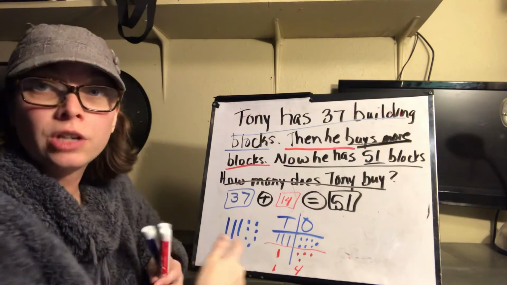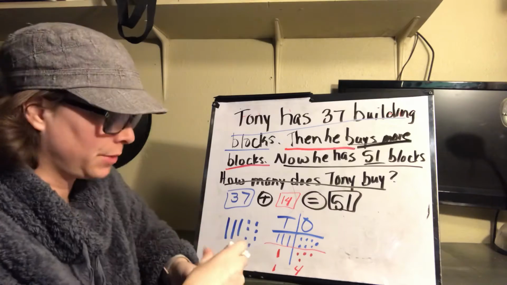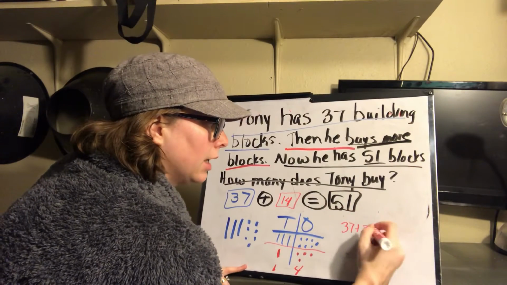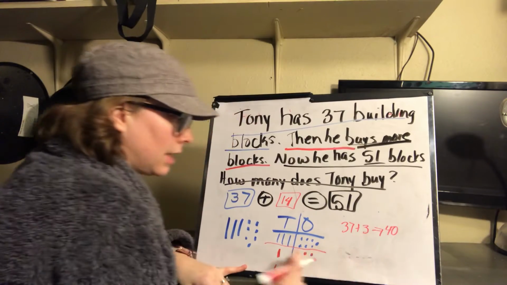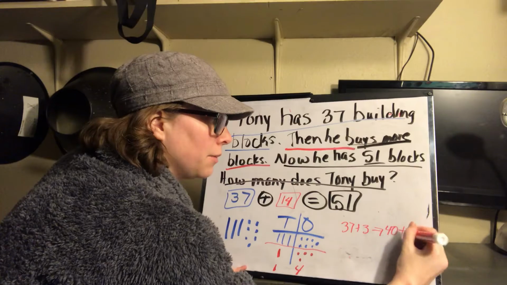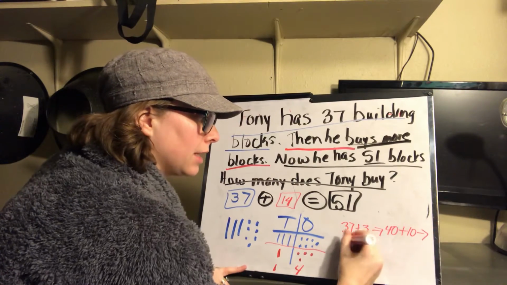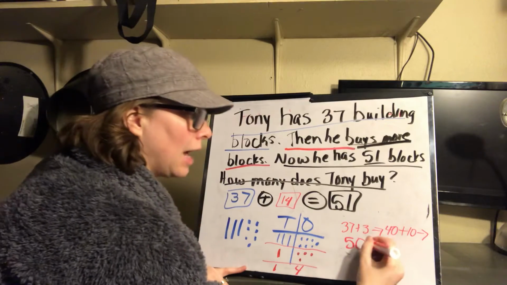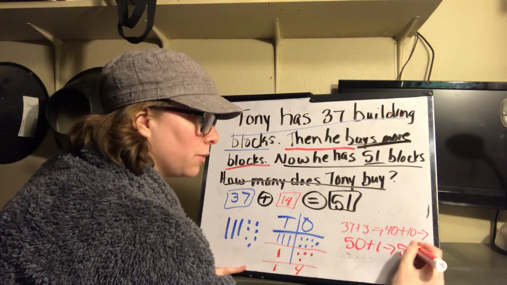Okay? Your child could also do it this way, but do it in numbers. They could say, okay, 37 plus 3 gets me to 40, because that's what we did here. We added the 3 ones first. Then I'm going to add 10 more. That gets me to 50, which is what we did. We added the 10 more. Then I'm going to add 1 more. That gets me to 51.